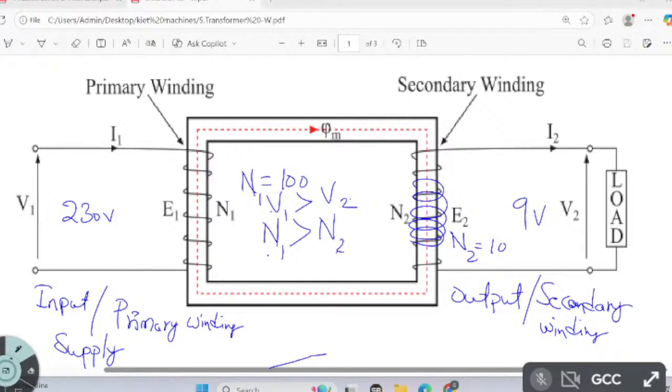So it means whenever I require 9 volts, only 2 turns or 3 turns of copper wire are enough. 2 turns are enough, I will get 9 volts. So depending upon the number of turns, the output voltage decreases. Okay. So this is about construction.